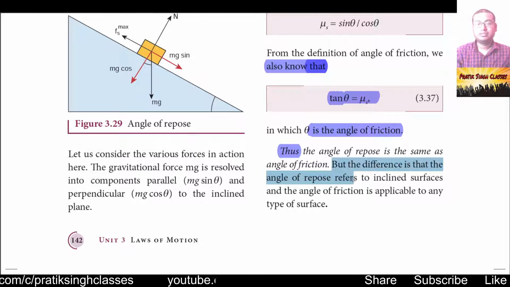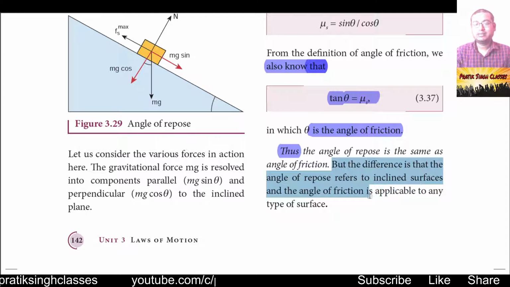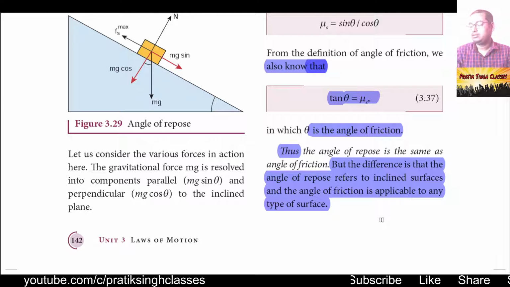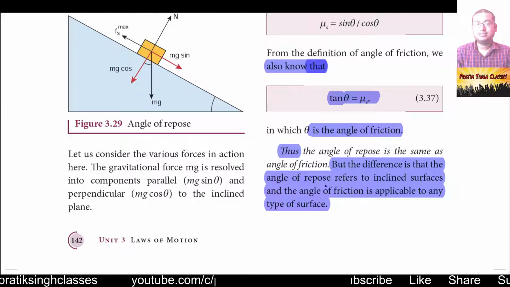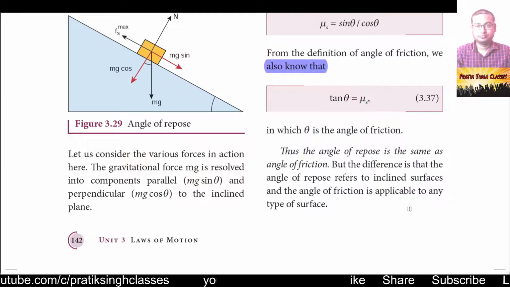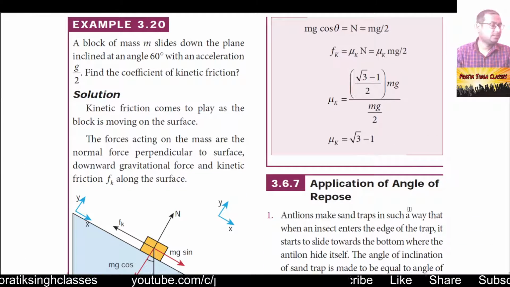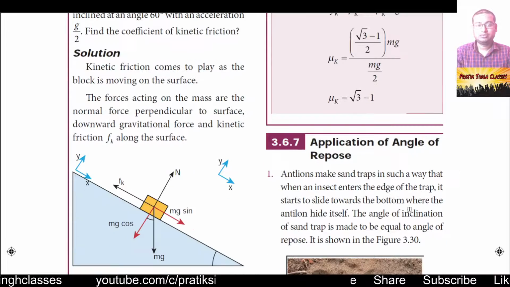that the angle of repose refers to inclined surfaces and the angle of friction is applicable to any type of surface. Always keep in mind that the angle of repose is equal to the angle of the inclined surface. Only for an inclined surface do we have an angle of repose, but the angle of friction may be for any type of surface, whether it is perfectly horizontal, vertical, or inclined at any angle theta. So here a solution is given. You must try this example 3.20, how to find it all out.